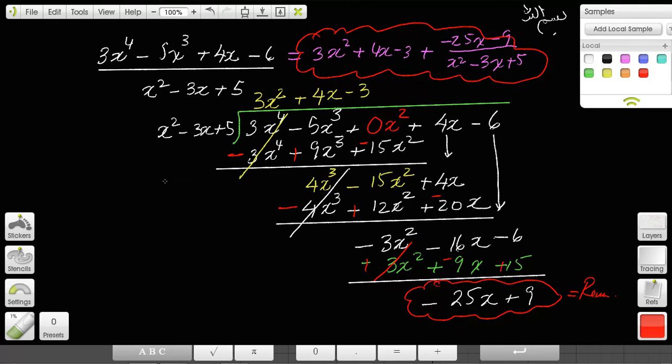Now, as you can see, this is a bit cumbersome process, and synthetic substitution will actually make this process much easier, and we'll save that for next time.